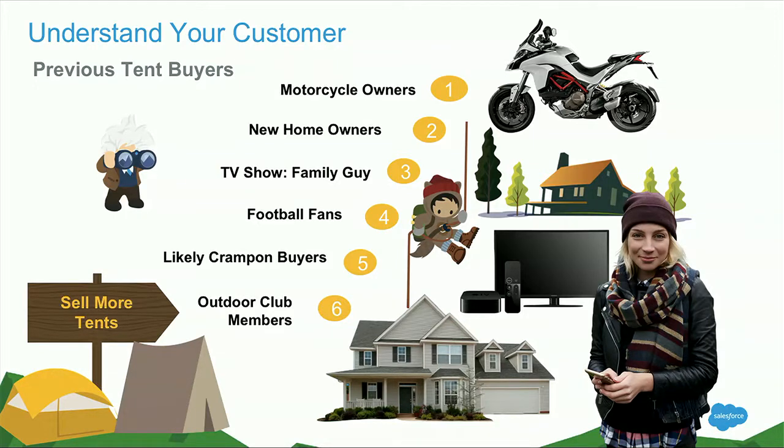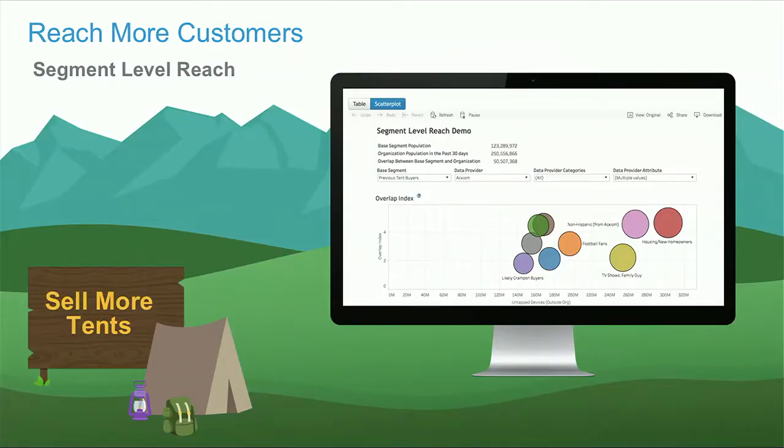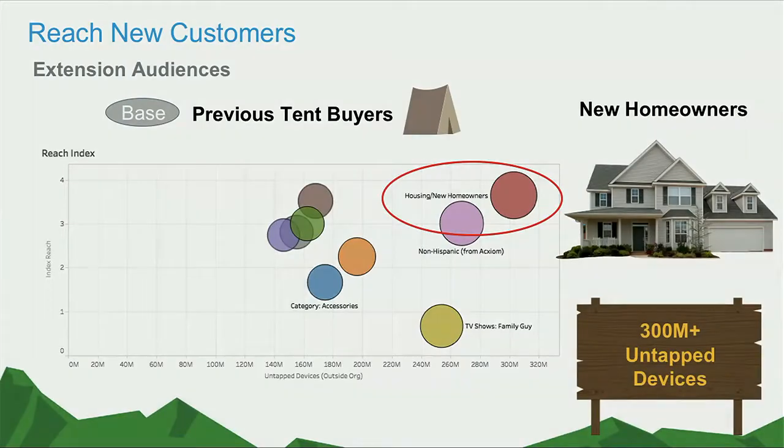So she knows what to do. With the personas that she got from Einstein segmentation, she used those with the segment level reach tool to find the best attributes that will extend the reach for her campaign. Here are the results. She found out that the new homeowners will increase her reach to 300 million users across the world. That is a step up from the thousands of users that she was targeting in the first place. Not only that, she was able to start her campaign with such, and she had a very successful campaign.